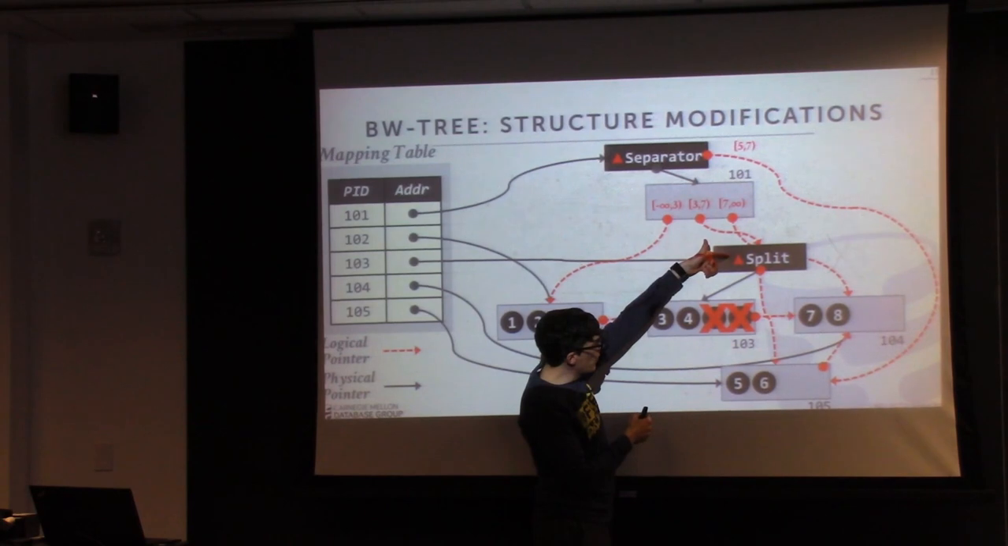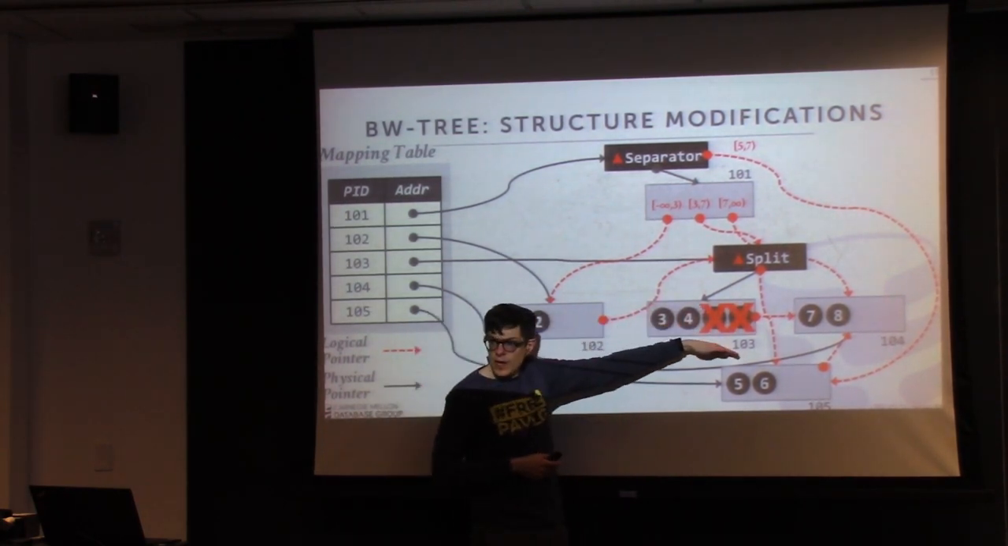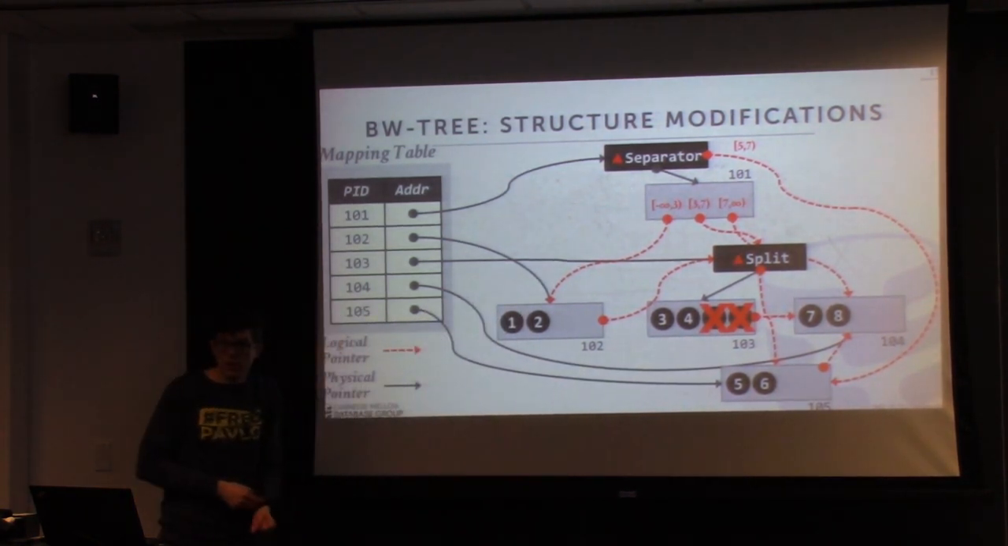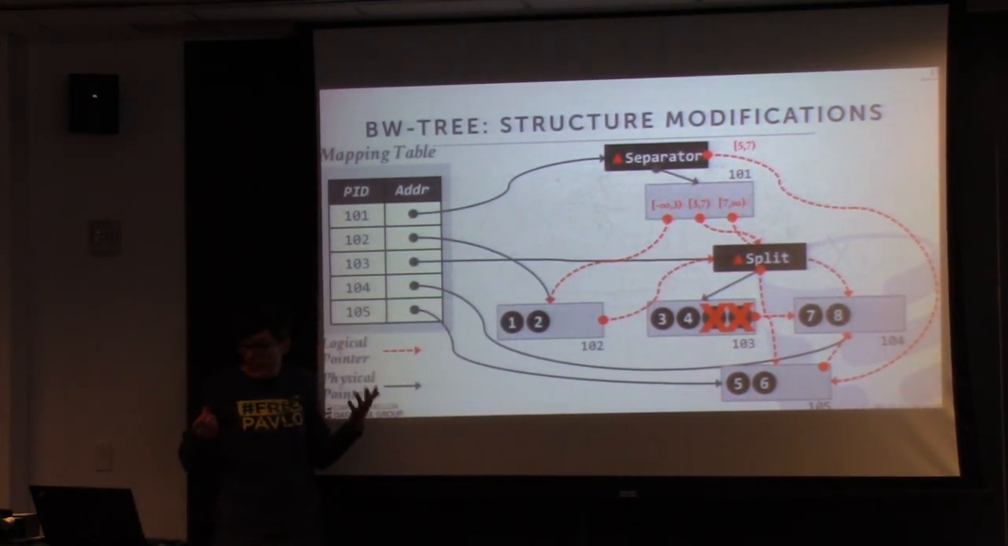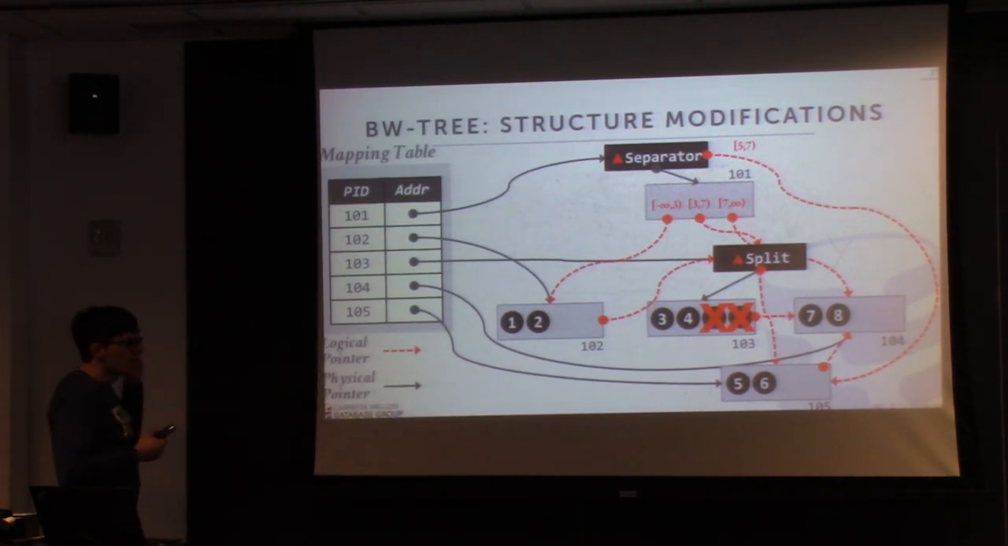If you then traverse the split, you're following a logical pointer. So you would do a lookup on page 105, and you would see the delta record, and you're fine. Yeah. That's the beauty of this, right? It solves all of these problems. It's a good question, though.